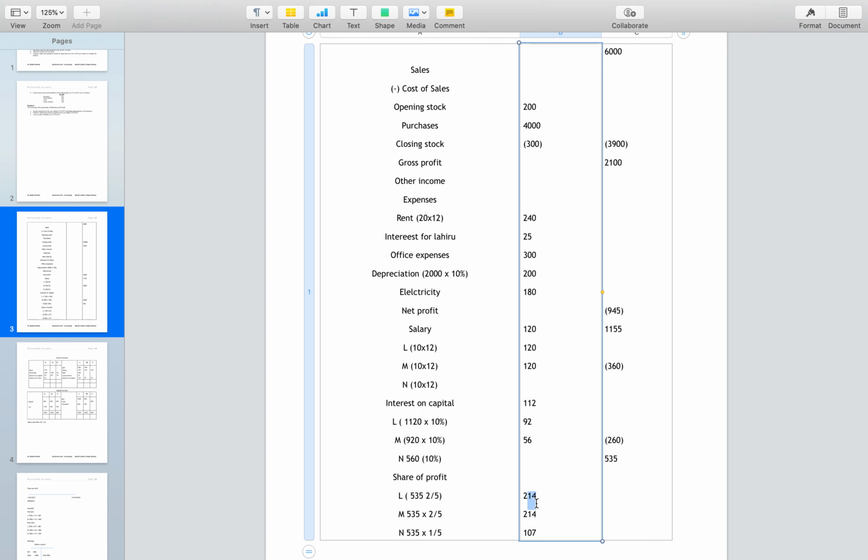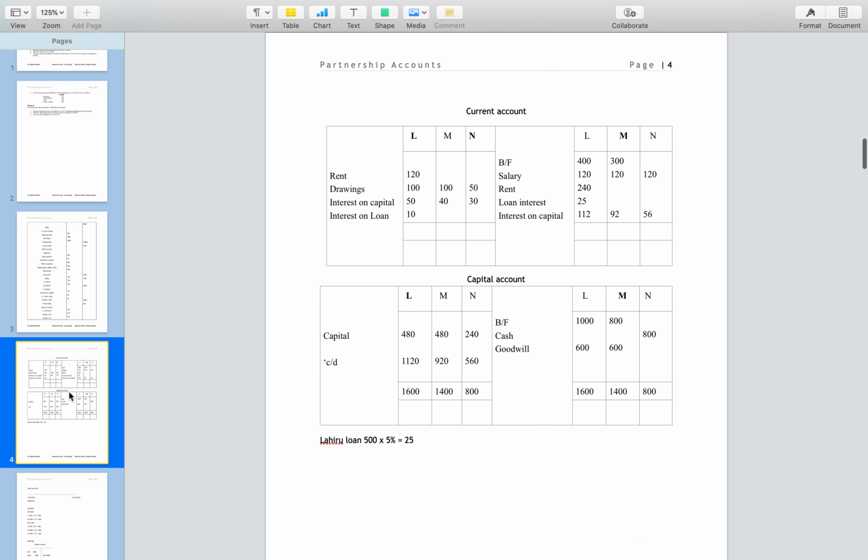Guys, don't forget, share of profit also has a double entry. Here it becomes a debit inside the appropriation account. So go to your current account and mark their share of profit. So now it will be 214, 214 and also 107. Okay, with that we're done with the question. On your own, please finish off the current account as well as the capital account. As always, if you have any doubts, please feel free to contact me and clear your doubts.